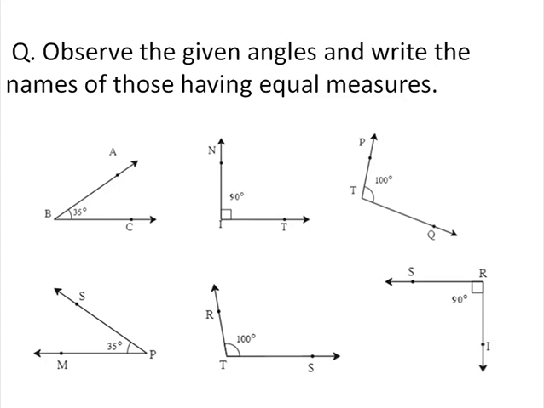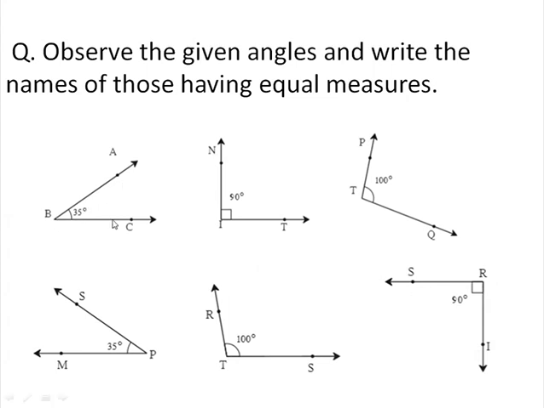First, we will read all the angles given in the diagrams here. Angle ABC is of 35 degrees. Angle NIT is of 90 degrees. Angle PTQ is of 100 degrees. Angle SPM is of 35 degrees. Angle RTS is of 100 degrees. And angle SRI is of 90 degrees. So children, you have to find the names of the angles whose measures are same.